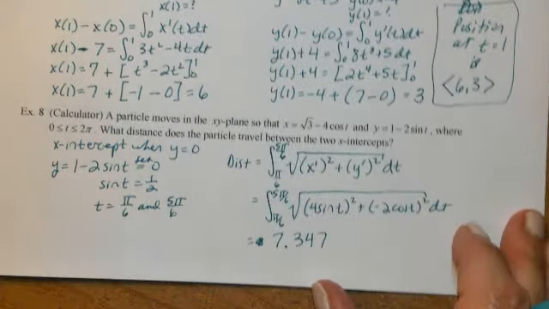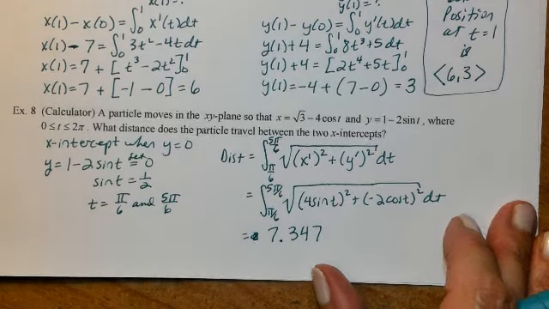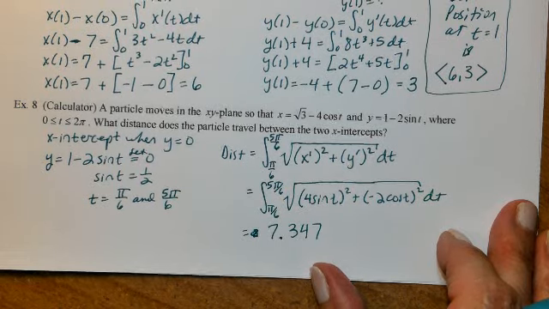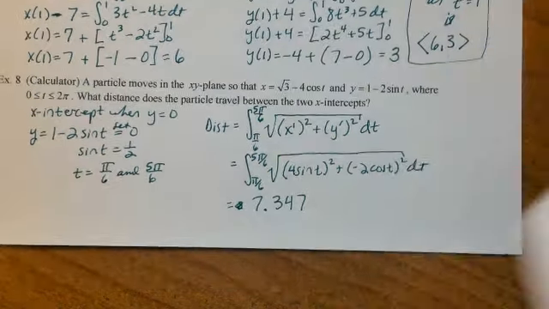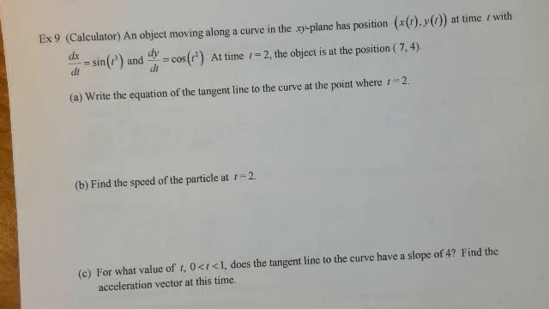3 decimal places at least. You can give me more, but not fewer. Every year I have somebody who keeps giving me 2 decimal places, and I take off every time. Hopefully by the time the AP exam rolls around, that's fixed. Okay? All right.